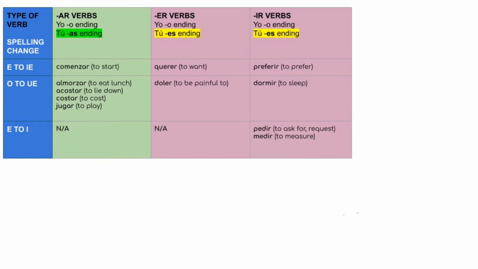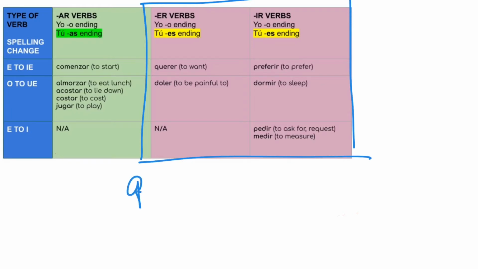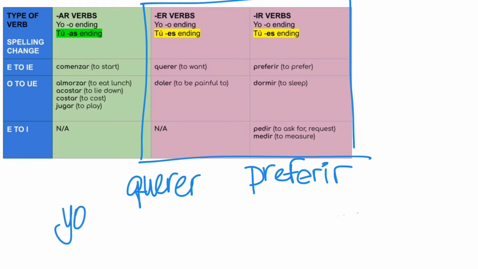So we've already conjugated comenzar. Let's go ahead and conjugate the next two with the same style. Querer, which is to want. We're going to be using actually both of these for ordering food. And preferir, which is to prefer. Both two really common verbs that are going to be really useful. I'm going to put my yo and my tú over here.